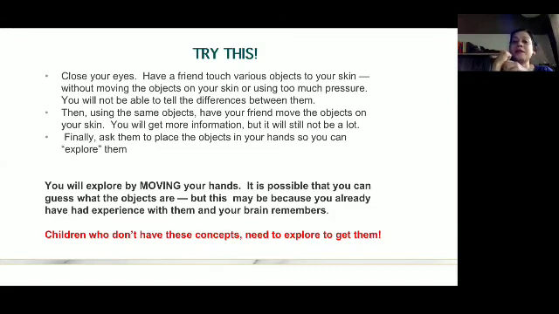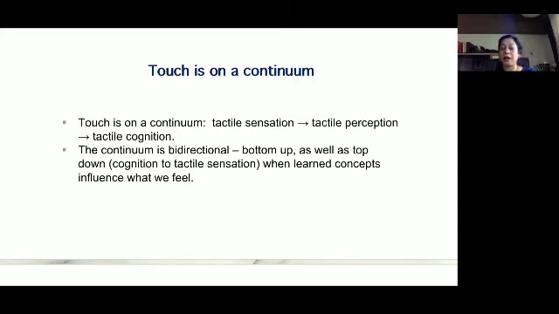It is possible that you can guess what the objects are, but this is because you have already had an experience of these things. Children who do not have these concepts need to explore. Underline that word, they need to explore to get them. So what are the steps for therapy? The first is touching, then feeling, and then exploring. And exploring is a very important part of the whole scenario. We should not forget that. Just taking and putting, take and put a peg, do this, do that. I think let's move away from that and see how we can use the arms and hands better.